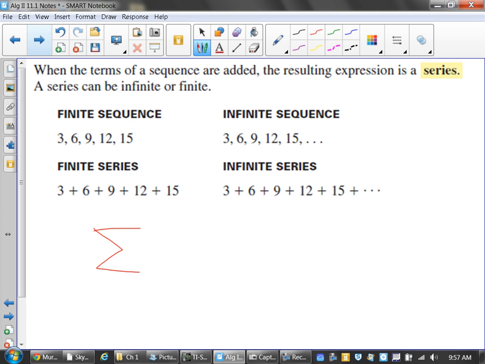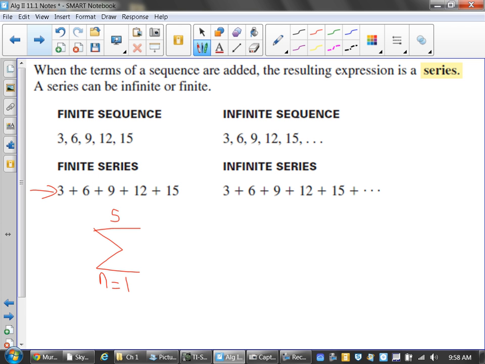So in this example, if I want to look at this finite series, how many terms are in that series? 5. There's 5 of them. So the number of terms in this series is 5, so that number goes here. It starts with the first term, so I'll say n equals 1. I'm starting at the first term in the series, going through 5 of them.